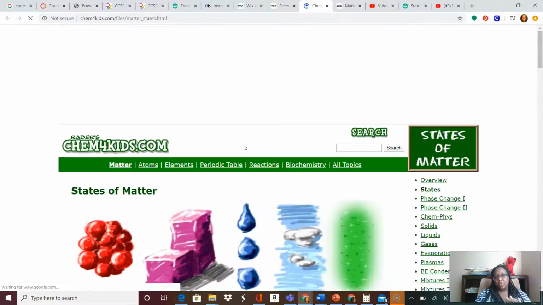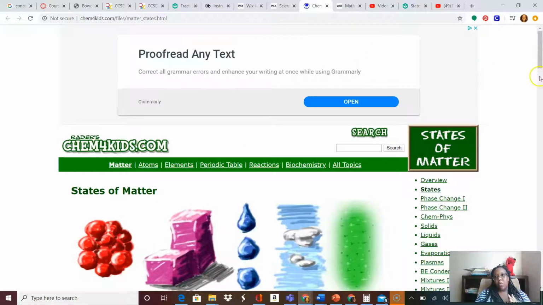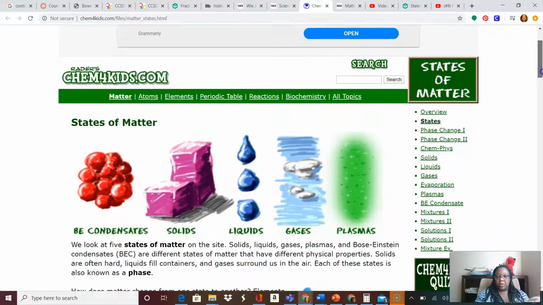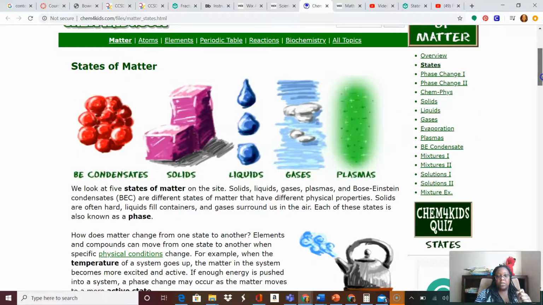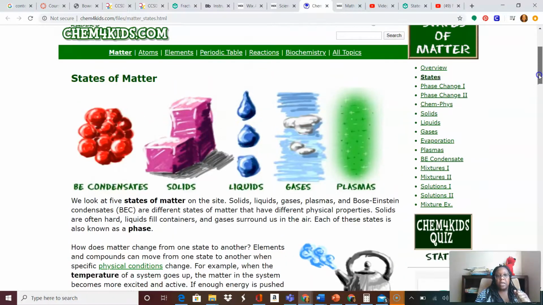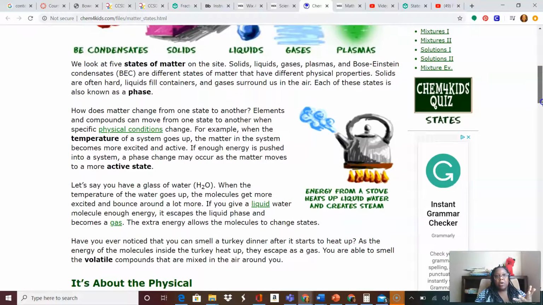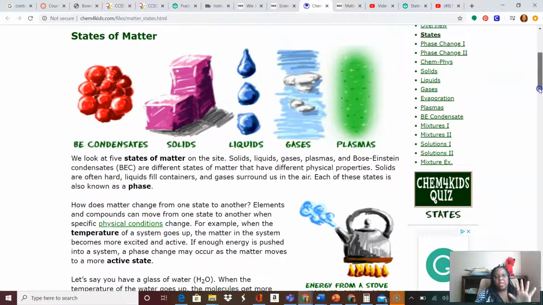I love the Chemistry for Kids website for acquiring knowledge on matters that deal with science or chemistry. It's amazing. So first things first, we're going to be reading the states of matter. So this will fulfill our reading element. And because this actually tells us more in depth, that's why I like Chemistry for Kids.